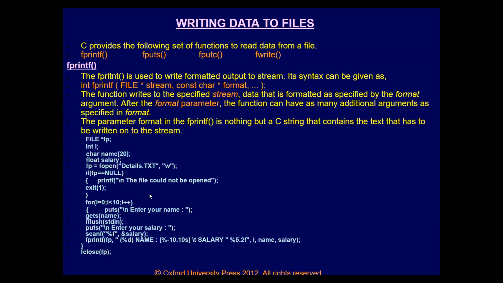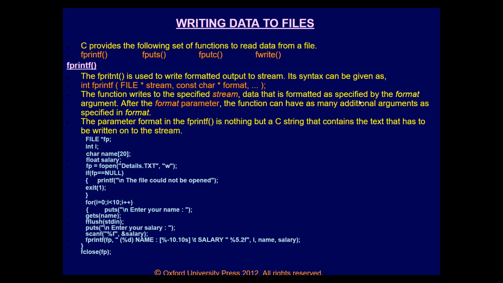The first one is fprintf. The fprintf is used to write formatted output to a stream. Its syntax can be given as: int fprintf(FILE *stream, const char *format, ...). The function writes to the specified stream data that is formatted as specified by the format argument. After the format parameter, the function can have as many additional arguments as specified in the format.